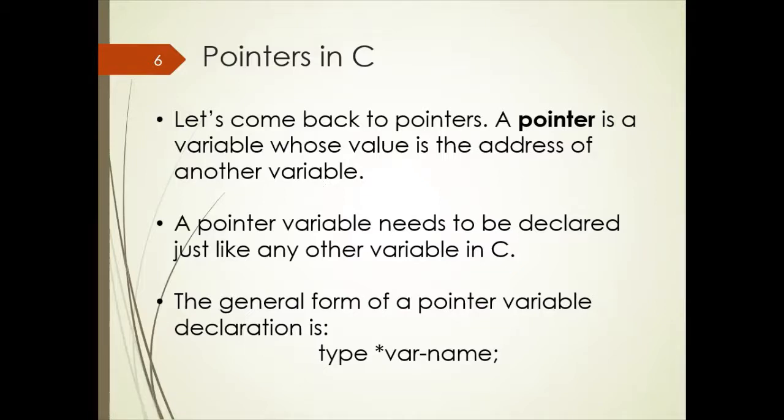The function of a pointer is to store not its own address, no, it's to store the address of another variable. Like I've said, a pointer variable needs to be declared just like any other variable in C. And this is the general format for declaring a pointer. The type would be the types we have already looked at. It can be double, floating point number, character, integer, and so on.